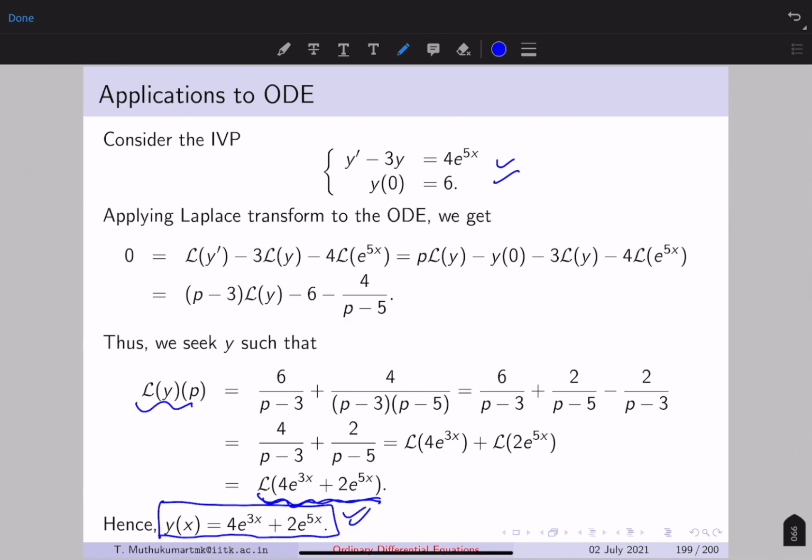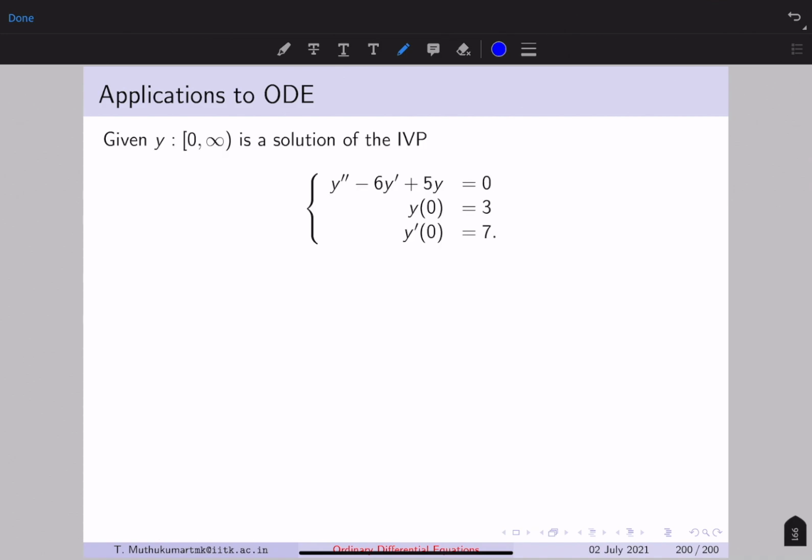Now let's do one more example just to highlight. So this was a first order ODE. Let me show you a second order ODE just to see the difference there. So you are looking for an unknown function. Sorry, this should be y to r. I missed that range here. So you're looking for an unknown y, which is a solution of this initial value problem.